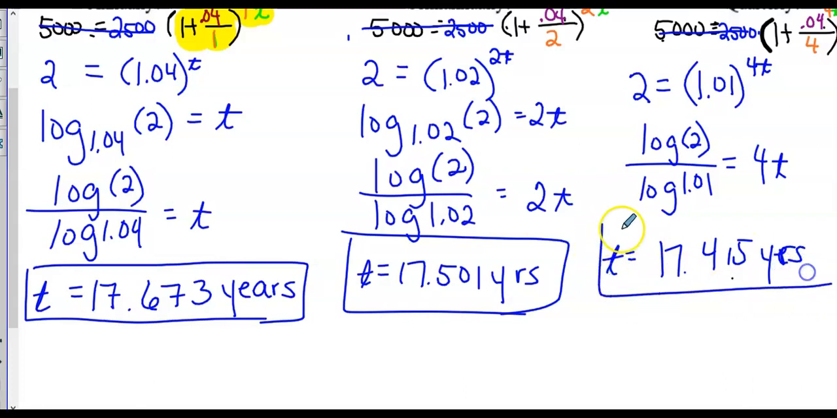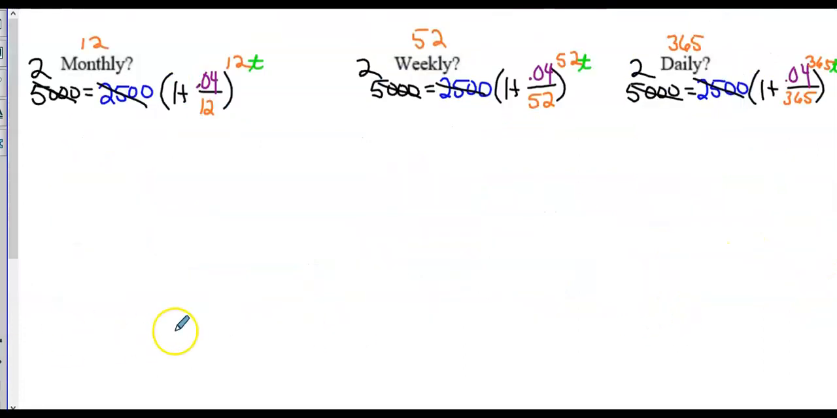So of these 3 plans, the best one so far is compounded quarterly, because what we're looking for is the least amount of time for our $2,500 to grow to be $5,000. So this one is the best on this page. Well, let's look at the next page, or it's the bottom part of your page. So monthly, weekly, and daily.